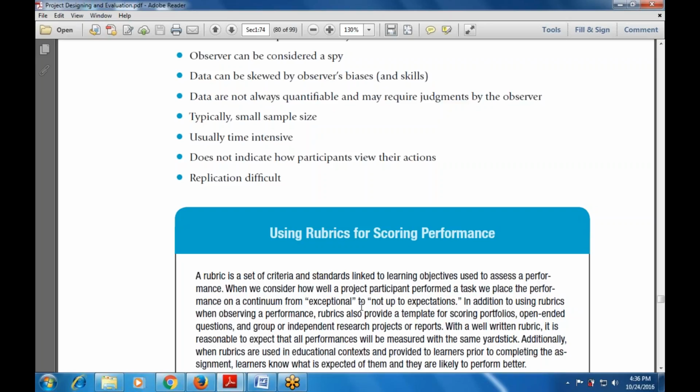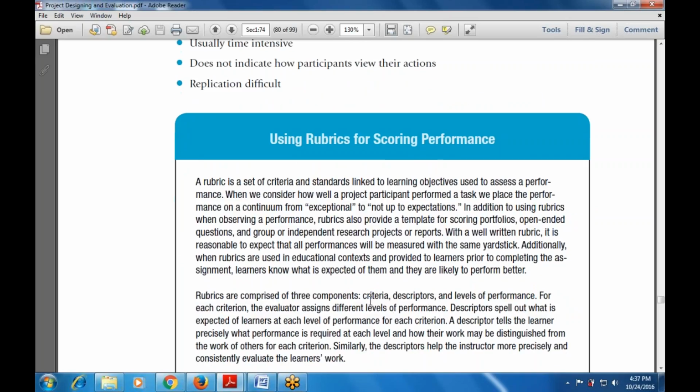With a well-written rubric, it is reasonable to expect that all the performances will be measured with the same yardstick. Same yardstick means the same panel will be used with the same criteria. Additionally, when rubrics are used in an educational context and provided to the learner prior to completing the assignment, learners know what is expected of them and are likely to perform better.